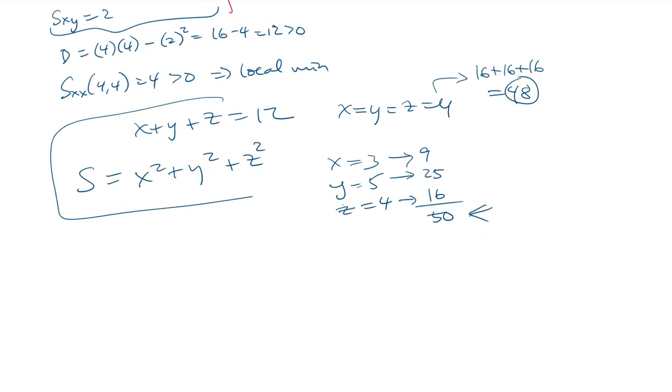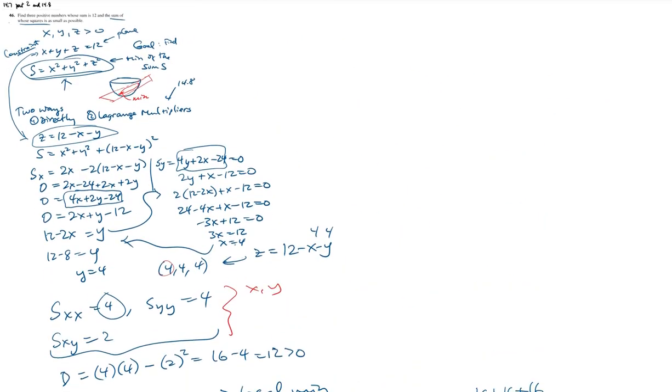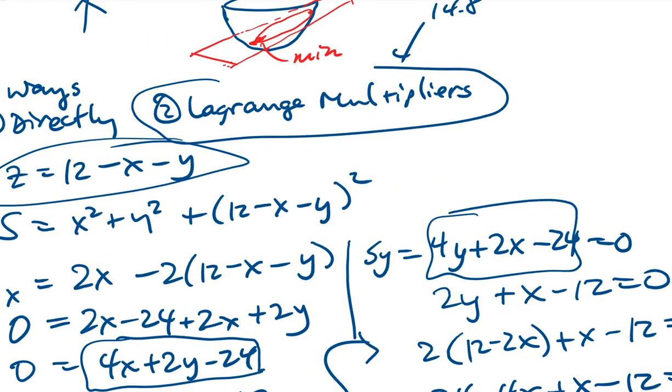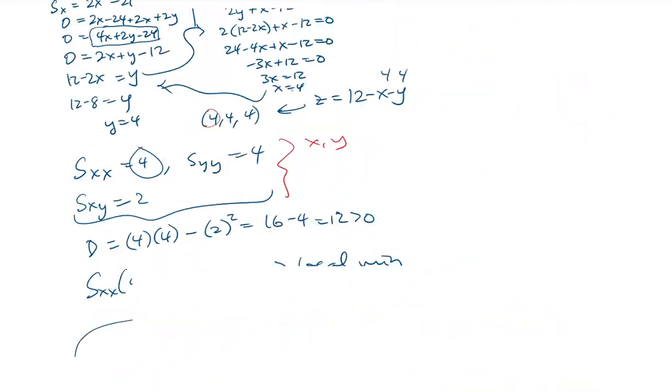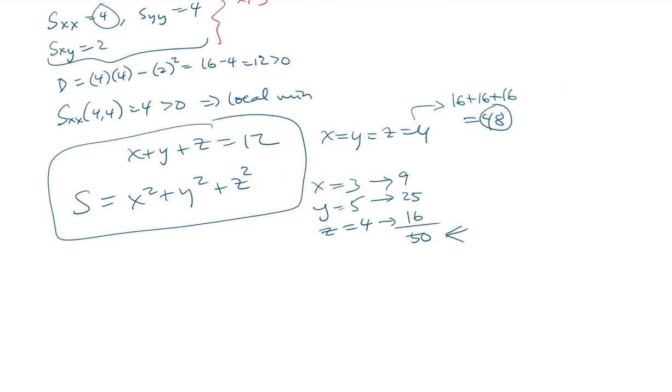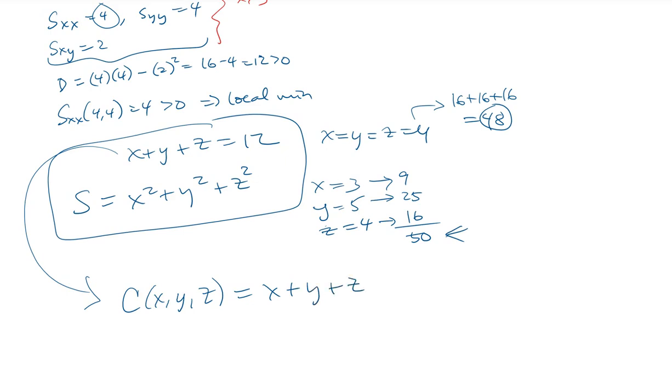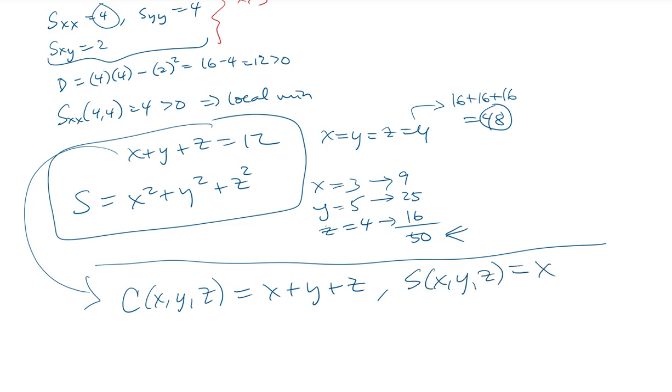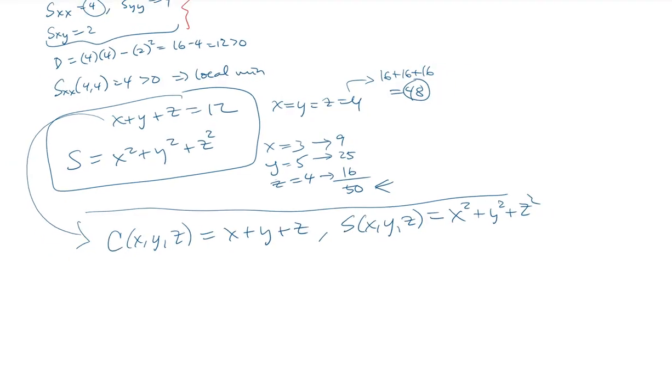there's another way to do this problem, and that's using Lagrange multipliers. So the way you do that is you take your constraint and you give it a name. Call that C, C for constraint. C of x, y, z is going to be x plus y plus z. And now you have S of x, y, z is x squared plus y squared plus z squared. I'm going to show you the method first, and then I'll show you why it works in a minute.